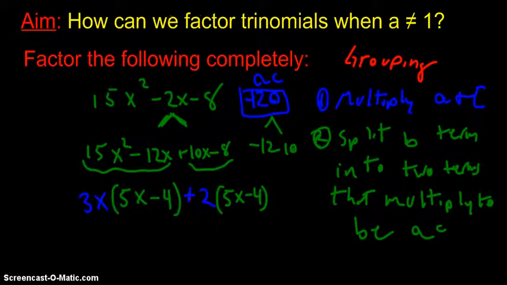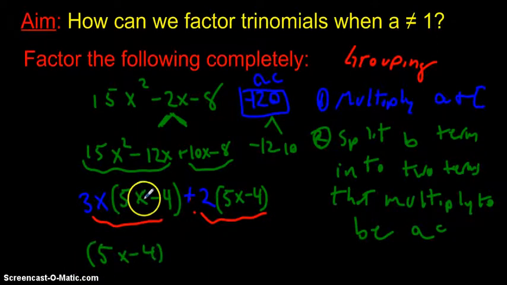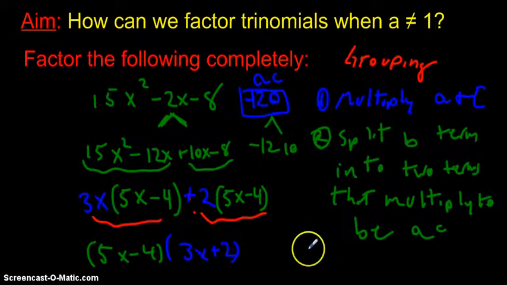Now you should notice something. These two grouped terms have a common factor, a greatest common factor. Its greatest common factor is 5x minus 4. So we can actually separate that out, 5x minus 4, and when we divide this out of these, it only leaves over the remaining two terms, the 3x plus 2.